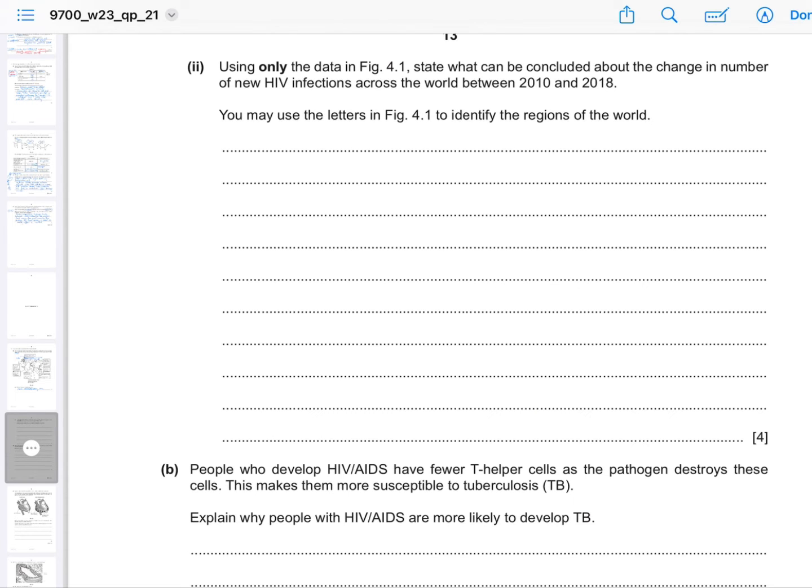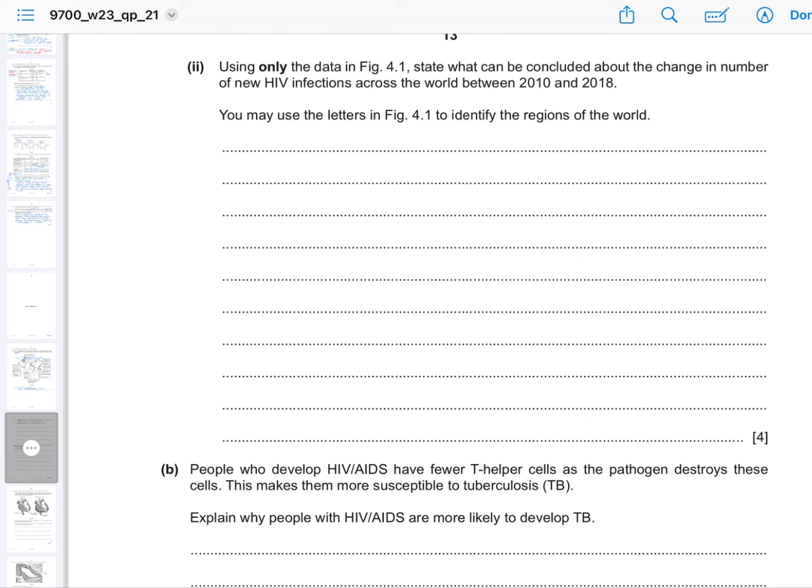Part 2, using only the data in figure 4.1, state what can be concluded about the change in number of new HIV infections across the world between 2010 and 2018. You may use the letters in figure 4.1 to identify the regions of the world. One thing before proceeding, I'd like to point out is that HIV is the human immunodeficiency virus, which is the cause, and AIDS is essentially the acquired immunodeficiency syndrome, which means the symptoms that someone is infected with HIV.